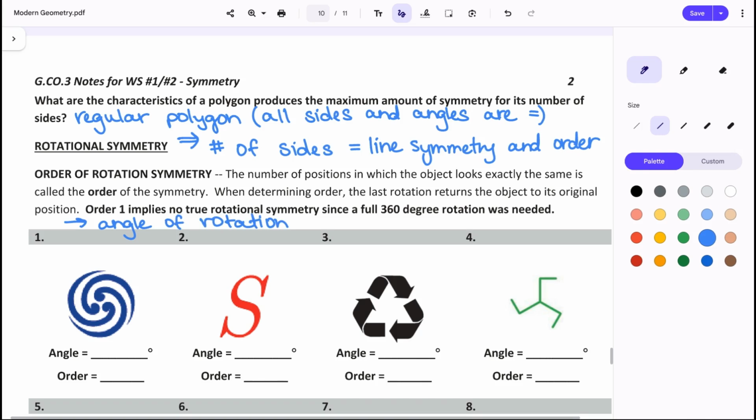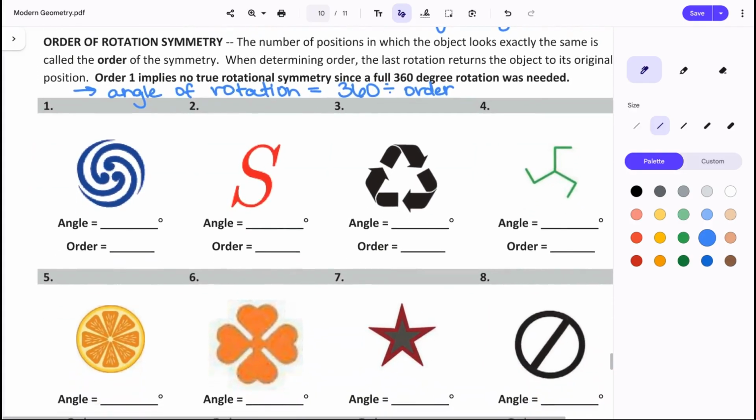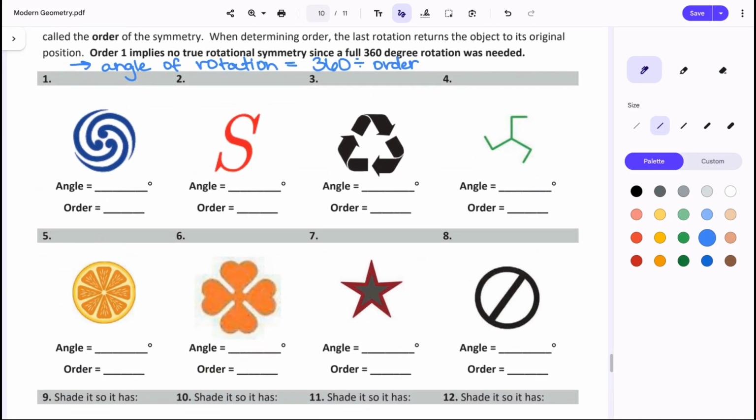Does anyone remember what we talked about yesterday? What do we do to find the angle? How many degrees is it to go all the way around? 360. And then we divide by the order. That's going to give you your angle. And so they're going to start asking for that. They're not only going to want to know what was the order, like what we saw yesterday, but we were then able to add on the angle of rotation. They're going to start asking for that now too. What's the angle of rotation for your shape? Okay, so just like before, we're going to do a couple together, and then I'm going to let you guys try some.